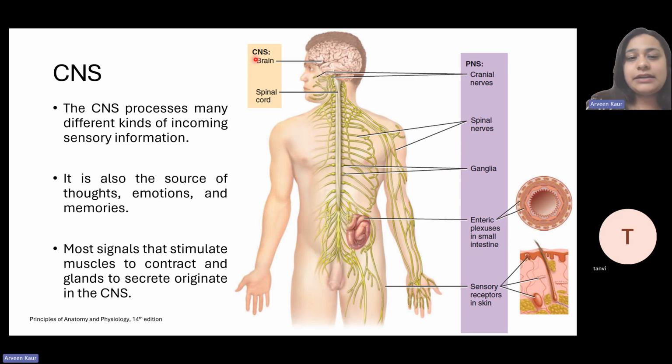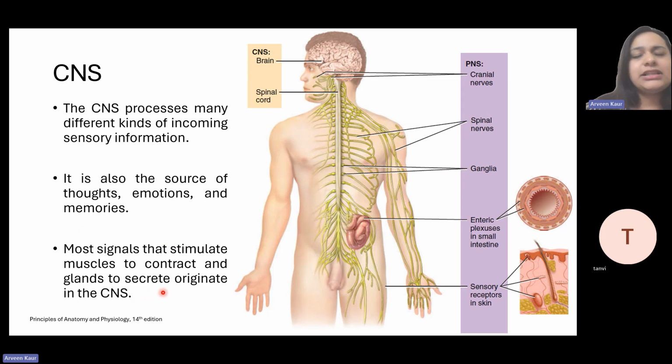So the central nervous system processes many different kinds of incoming sensory information. So what is this kind of information? It could be sensory information related to touch. So you have touched something hot, you are smelling something, you are looking at something, you are trying to visualize it. All these are kinds of sensory information. You are listening to some music. So it is also the source of thoughts, emotions, and memories. Most signals that stimulate muscles to contract and glands to secrete originate in the CNS.